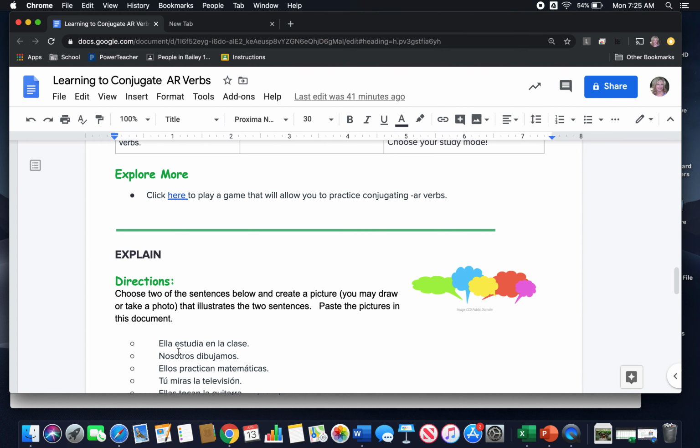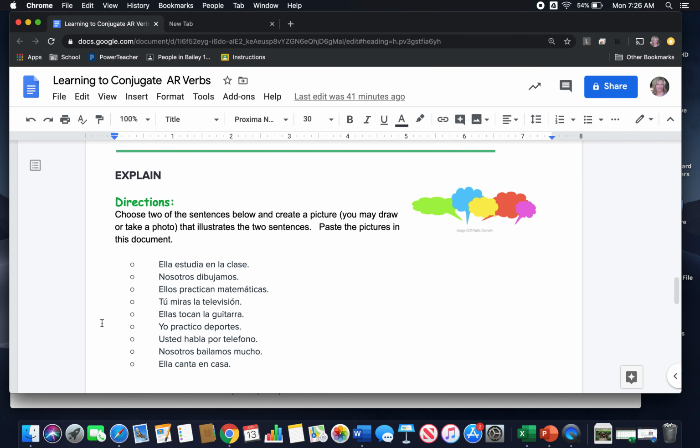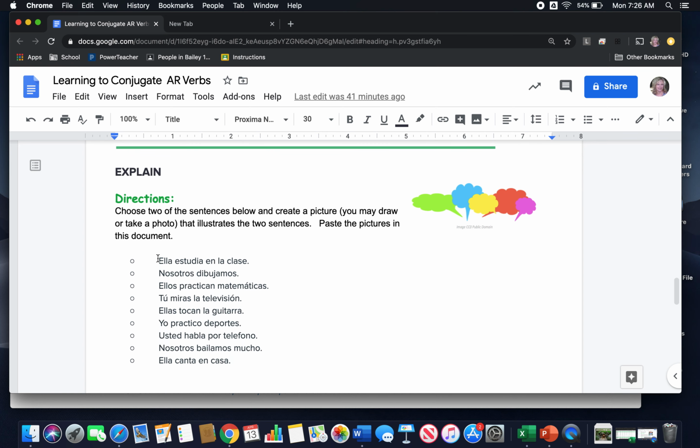Explain. Now we're going to put this all together. Now, you don't have to do all of these sections in one day. It's probably better if you don't. But nonetheless, in the Explain section, you're going to put together the information you learned in Explore, and we'll just see what we come up with. So what you're going to do, choose 2 of the sentences below and create a picture for each sentence. You may draw the picture or take a photo. The pictures will illustrate the sentences you choose.